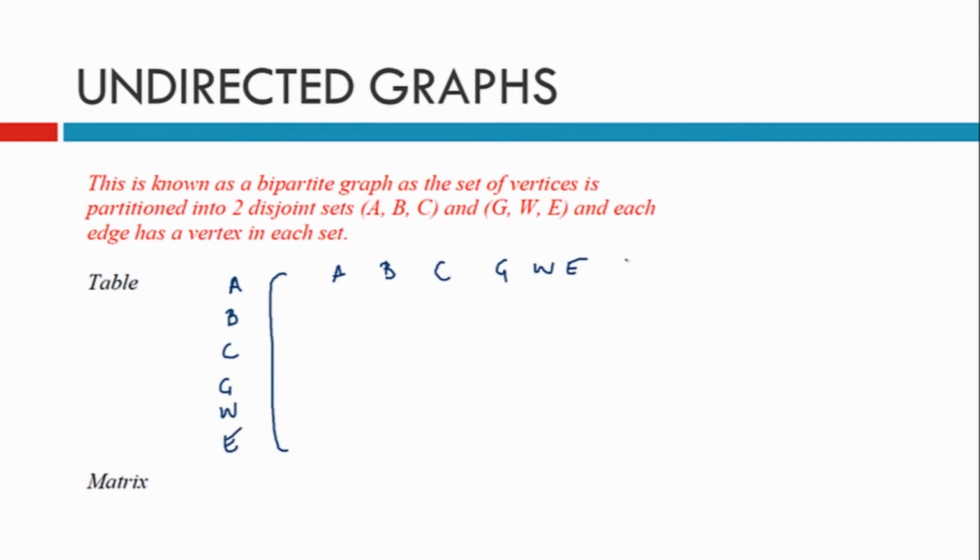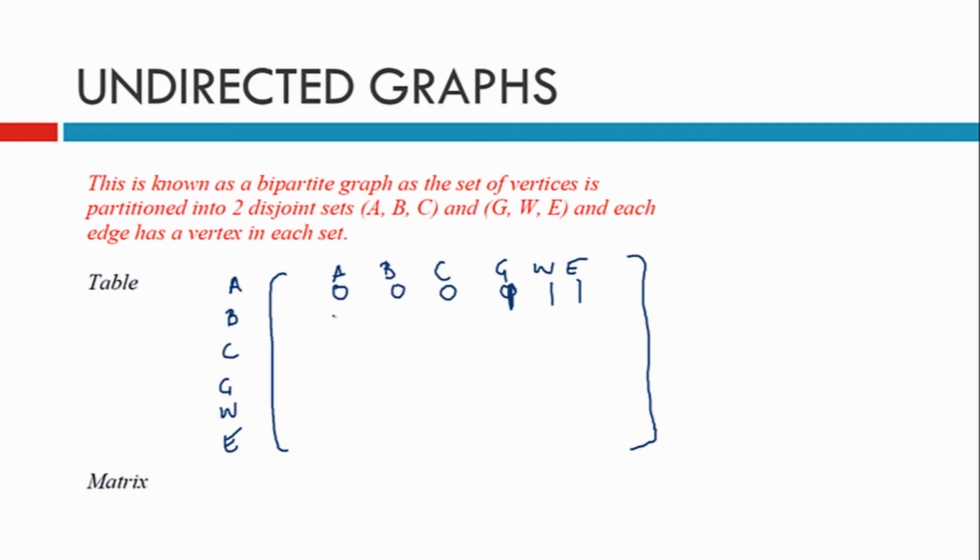So we know that house A does not connect to house A, so we put a 0. And house A, of course, does not connect to house B or to house C. So it's 0, 0, 0 straight across. And then it does connect to the gas, water and electricity. So you put a 1 there, a 1 and a 1.